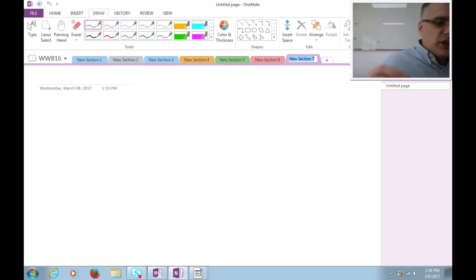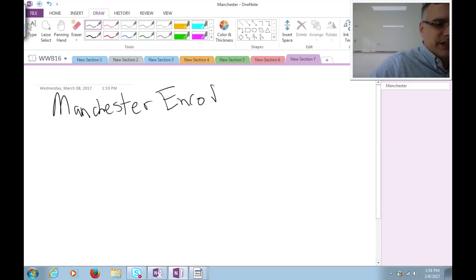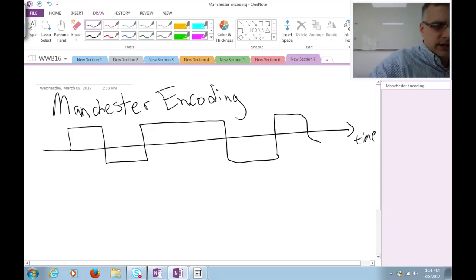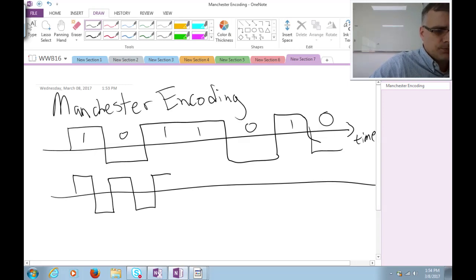Okay, there's a closely related form of modulation called Manchester encoding. This was developed in the 40s, 50s, and 60s. You basically take your data sequence, however long it is. So here in time, let's call this 1 0 1 1 0 1 0. And then you multiply it by a square wave that's twice the frequency, like this.